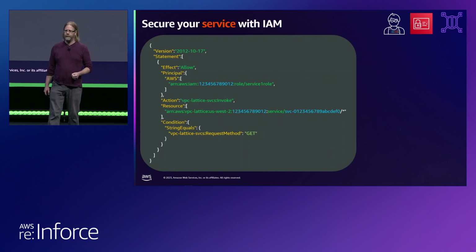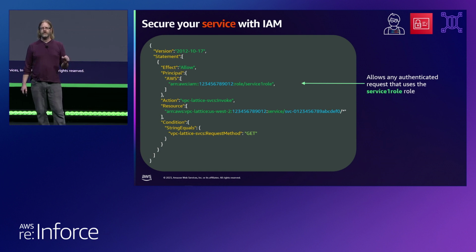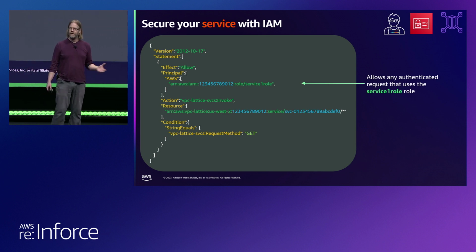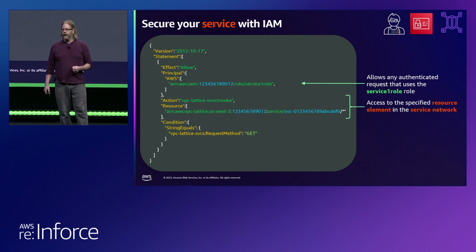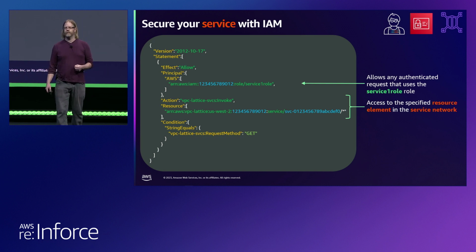So now let's take a look at a policy that we can set to this service. Again, we have our IAM policy. We've set it up so that it allows any authenticated request from the service 1 role, right? That's a role that we defined that we're now going to say, okay, if you want to access us, you have to have this particular role. And then we can say we allow the access to any resource element in our service network.